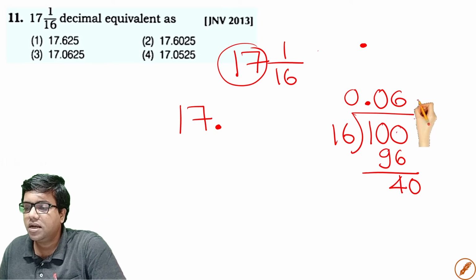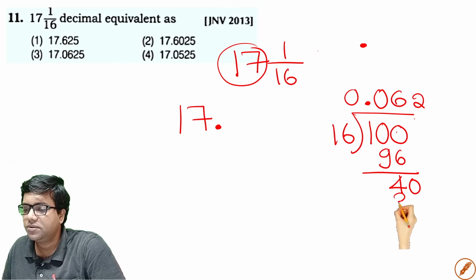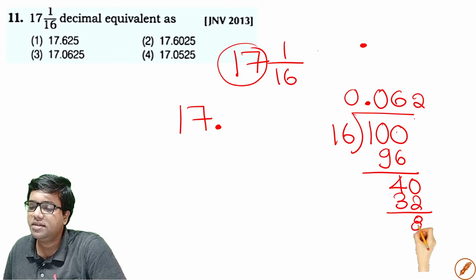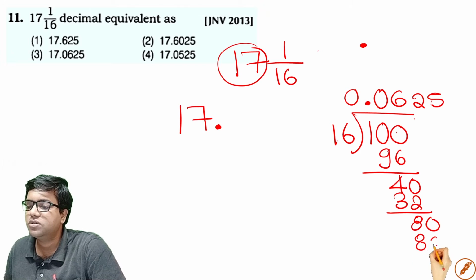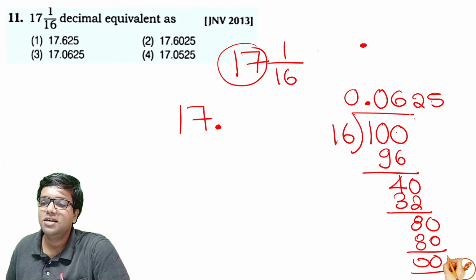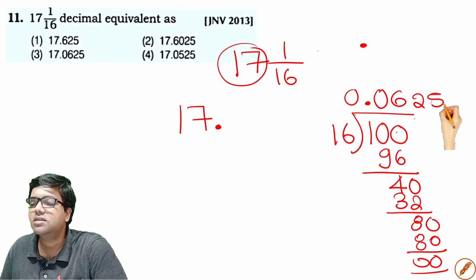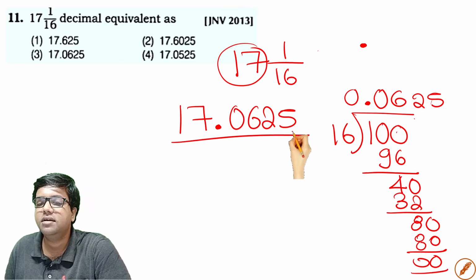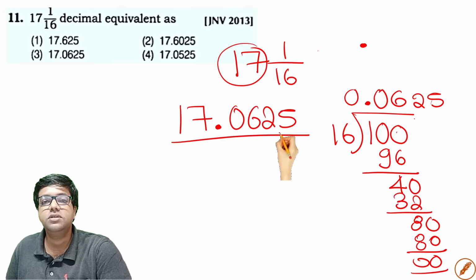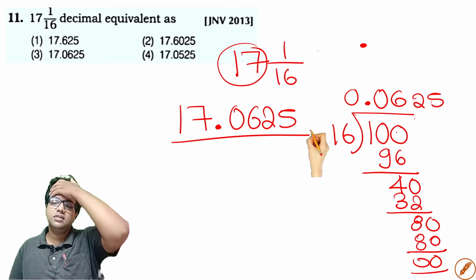16 2s are 32, and 8 is there, 0. 16 5s are 80. So you get the remainder as zeros. So 0.625 will come on the right hand side. Therefore, 17.0625 is the right answer for this question.